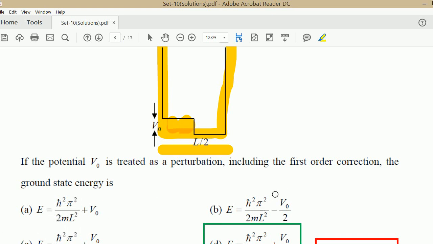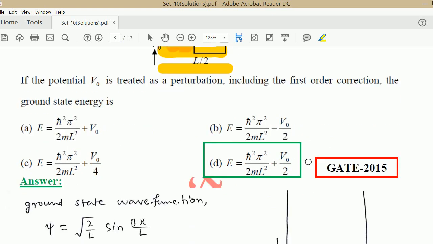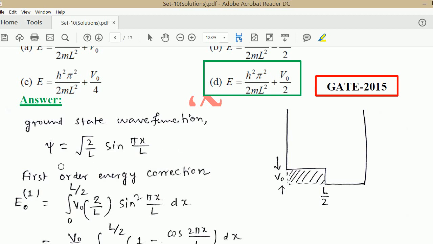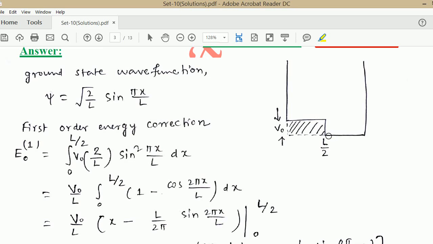Now what changes, or what additive terms are added due to the perturbation, that we have to find out. So let's calculate the first order correction. Ground state wave function, as you all know, is root over 2 by L sin pi x by L. And this is the perturbation. The perturbation is shown in this figure, which is extending from 0 to L by 2.